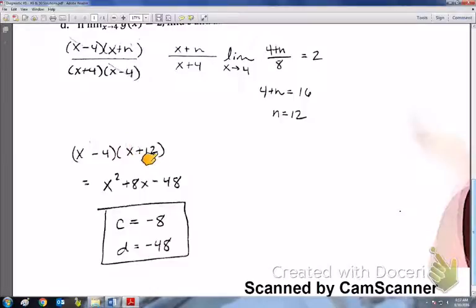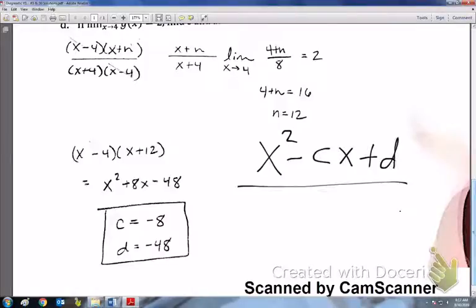So if h is 12 now, I can multiply these back together again. So first would be x squared, outside is 12x, inside is negative 4x, which adds to 8x, and then last would be negative 48. And now they want to know what's c and what's d. Well, c is the middle term, so c would be 8. And in this case, it's negative 8 because at the top it was, here, let me write what it was up there. At the top it was x squared minus cx plus d over x squared minus 16.